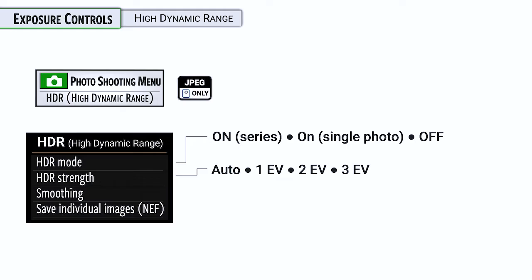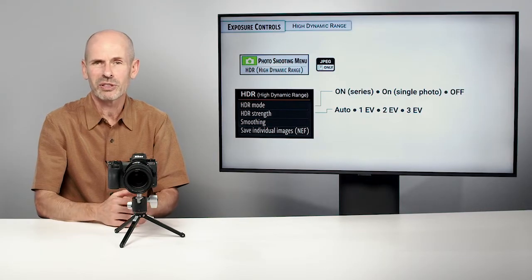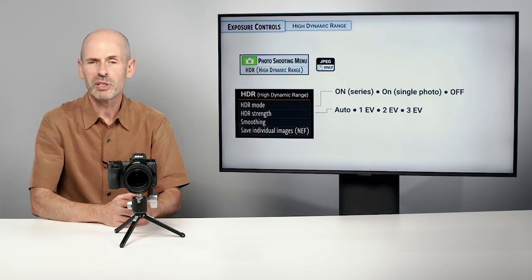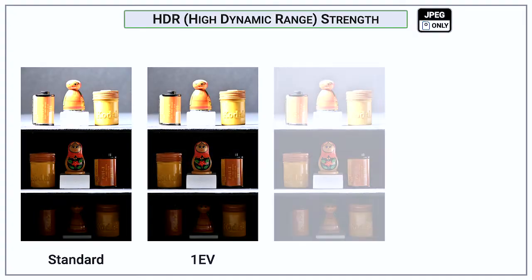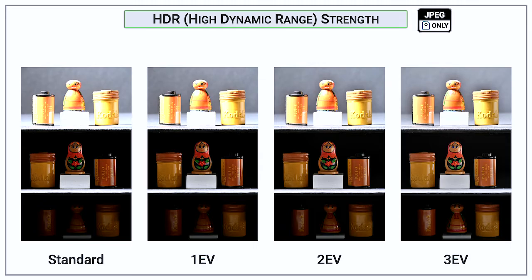1 stop will shoot exposures 1 stop off, or you can do 2 or 3. I've kind of found that you need 2 or 3 EV in most situations to really get a notable difference in what's going on. So here's an example of a standard shot versus 1, 2, and 3 EV shots.